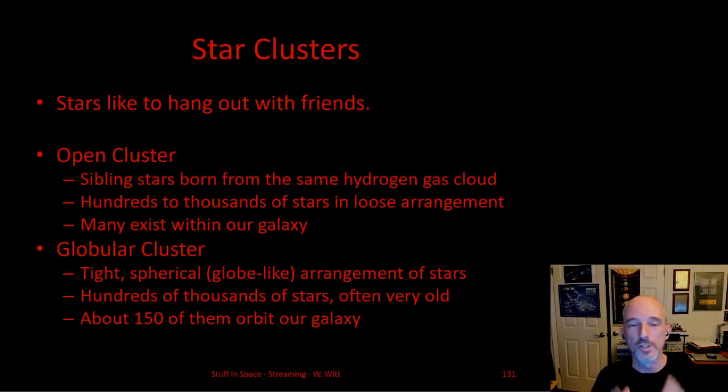They were formed through a different mechanism, and they are a tight spherical globe-like arrangement of stars. And typically there are like 100,000 stars, and they're often very old, almost as old as the universe. And we know of about 150 of them that orbit our galaxy. They're kind of companions to the Milky Way, and I think they're very beautiful.